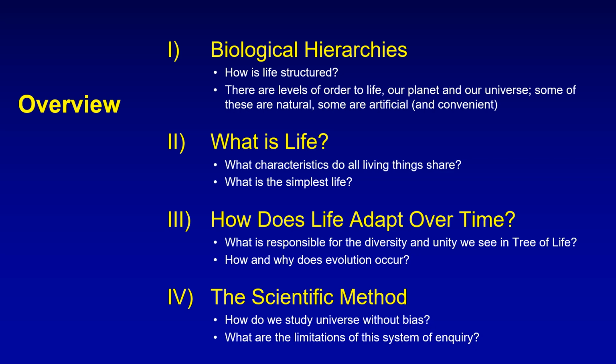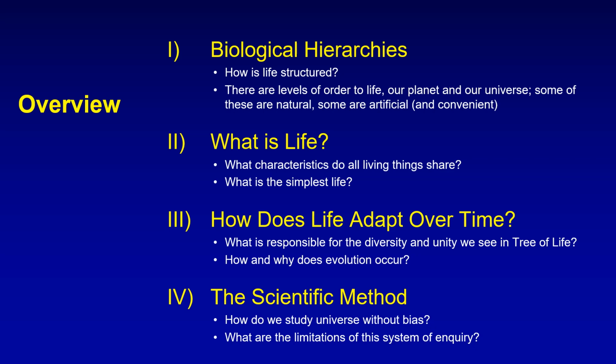So as a bit of an overview here with biological hierarchies, we'll talk about how life is structured. We'll talk about the levels of order that we see in living things, that we see in our environment, that we see on our planet Earth, and in the universe for that matter. We'll move on, we'll talk about what is life. That might seem like a really easy question, but you might be surprised to learn that biologists struggle with that question. What makes one thing non-living and one thing living? There's more than just one characteristic we need to look at.